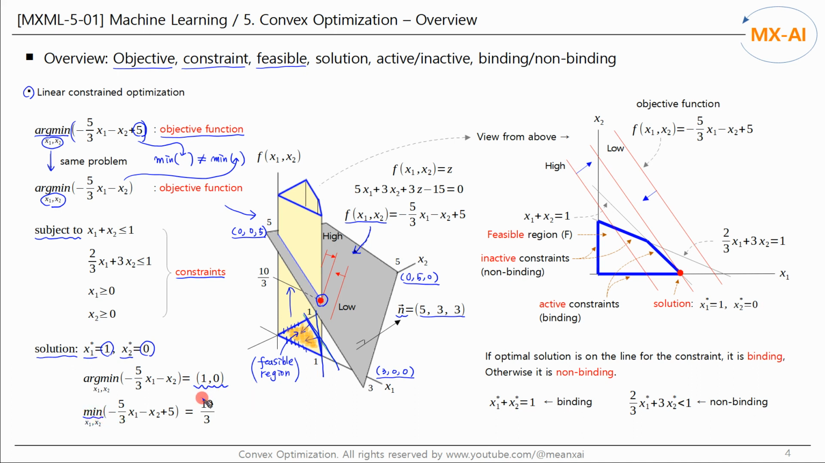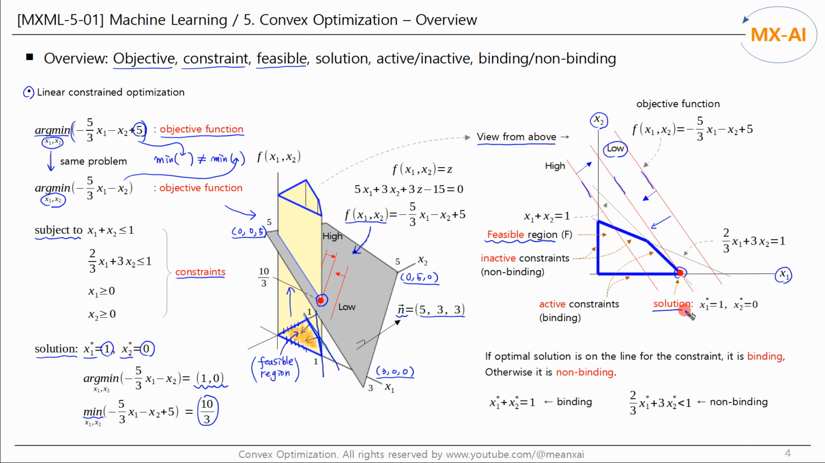Now let's see what this figure looks like from above. This is the feasible region on the x1 and x2 plane. And these lines are contour lines on the plane, getting lower towards the right. The point at which this contour first touches the feasible region, as it rises from low to high, is the solution to this optimization problem.